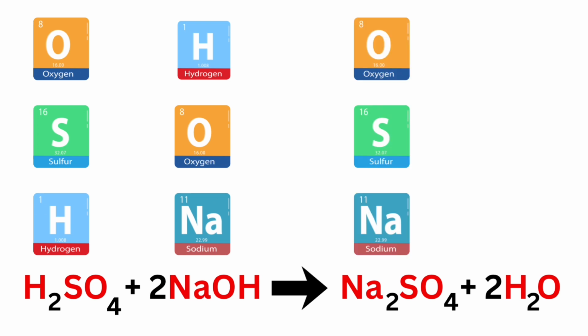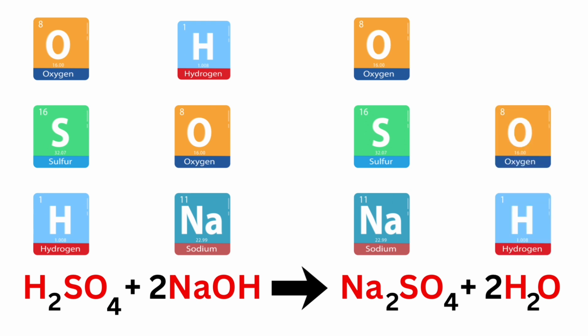The reaction makes sodium sulfate, which has the formula Na2SO4. This tells us that it contains the elements sodium, Na, sulfur, S, and oxygen, O. The reaction also makes water, H2O, which tells us that this contains the elements hydrogen, H, and oxygen, O.